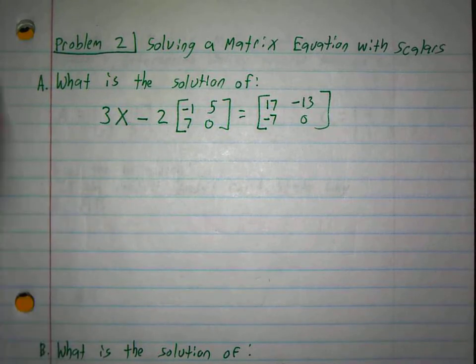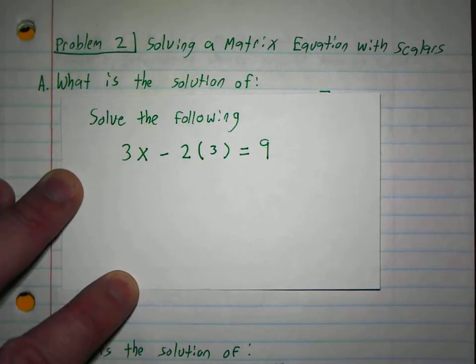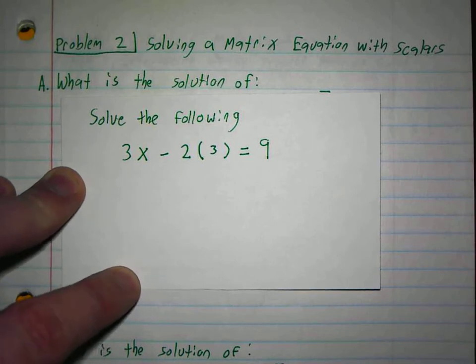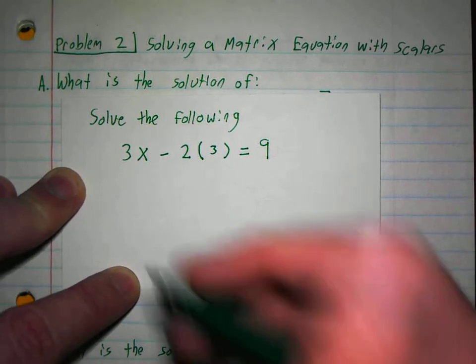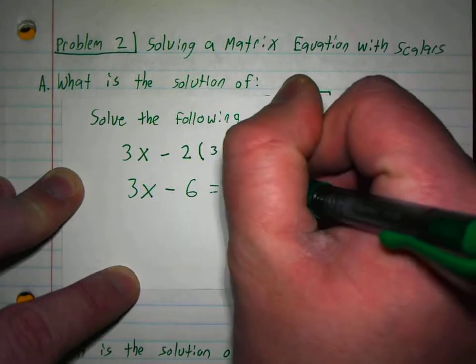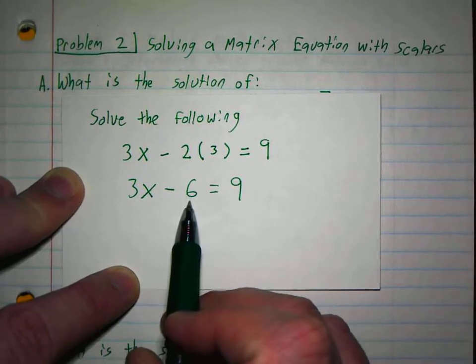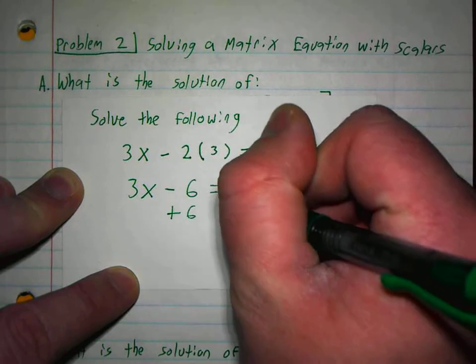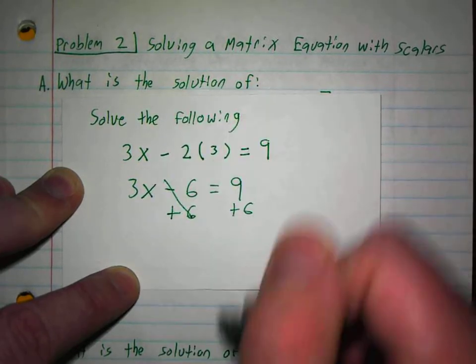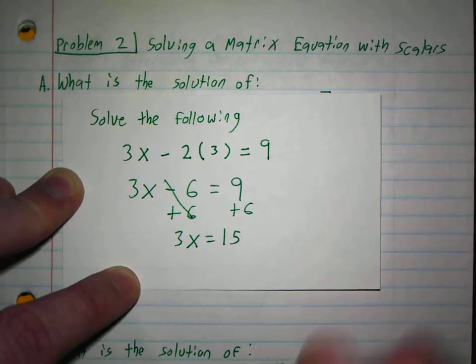Now, before we do this problem, you remember this problem from Algebra 1? It's a 2-step equation. How do you solve that? What do you do first? Yeah, you do parentheses, multiplication, right? So it's 3x minus 6 equals 9. And then what do you do? Well, it's minus 6, you do the opposite. You add 6 to both sides, so that those cancel. Now you have 3x equals 15, 9 plus 6.